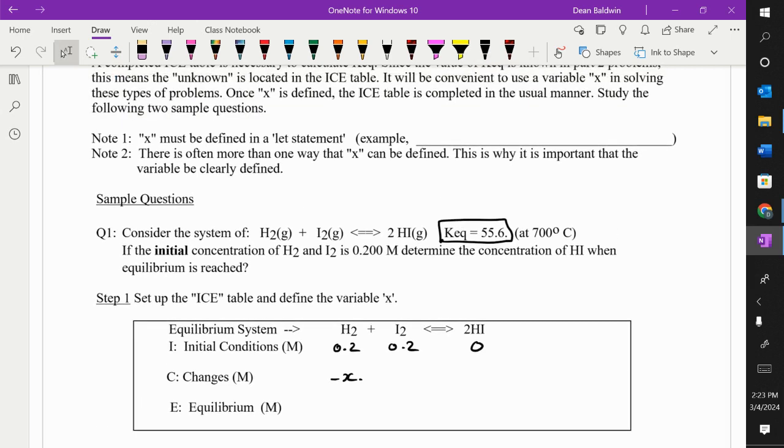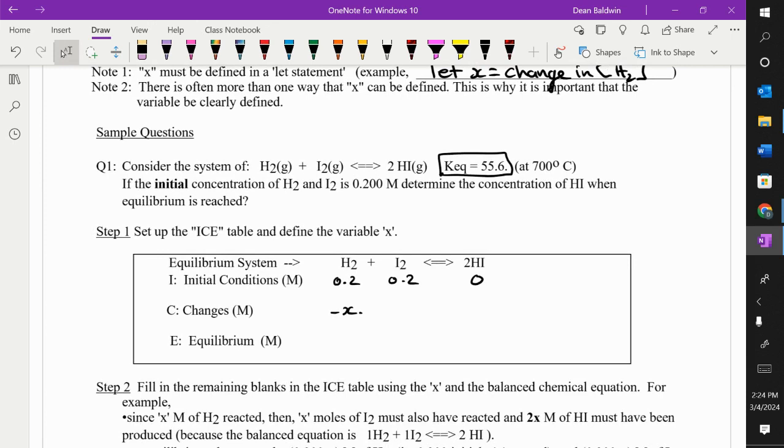Now, as soon as you're using an unknown, you have to define what that unknown is. So up here, there's space, we're going to say let X equal the change in concentration of H2. It could have been I2. It doesn't matter. You get a choice here. That's why we have to define it.